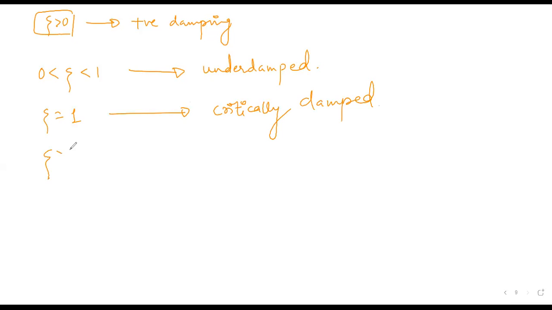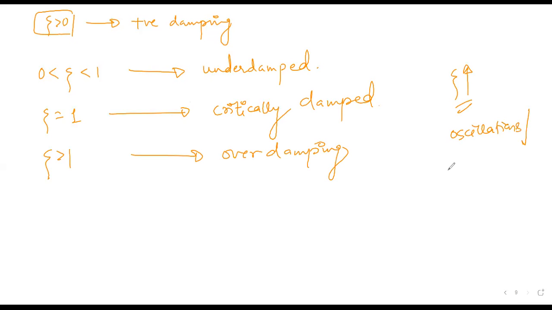Another condition is zeta greater than 1, which means over damping. As you see, as you increase the value of zeta, the oscillations in the system decrease. This is the effect of the damping ratio. If zeta is between 0 and 1, the system is under damped, and there will be some oscillation, but less than the original one.